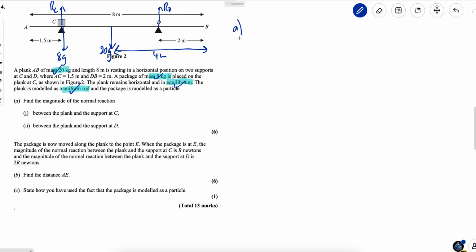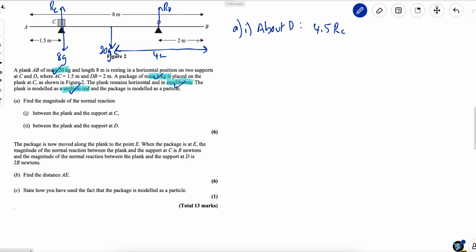So for part 1, if I've got to find the reaction at C, I could resolve vertically, but that would leave this reaction in the equation. If I take moments about D, then I will eliminate this R of D because its distance will be 0. I'm just going to write this for the sake of the examiner. So the clockwise force is the distance here multiplied by RC. So 3.5, 8 minus 3.5 is 4.5. 4.5 multiplied by RC, so that's the clockwise moment.